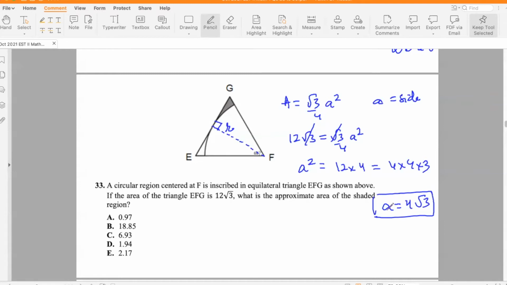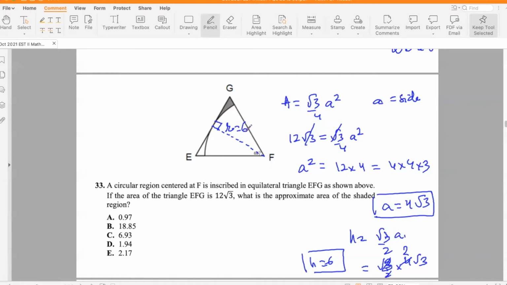So the height of the equilateral triangle will be root 3 by 2 a, which is root 3 by 2 into 4 root 3. So no, this won't cancel. So this will be 3 into 2. So h is 6. So this is 6. The radius of the circular region is 6.